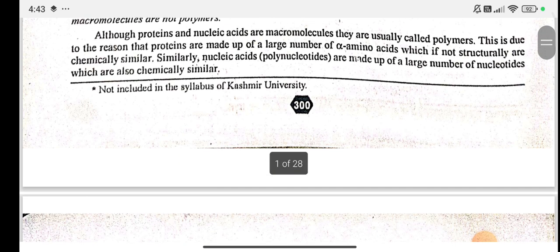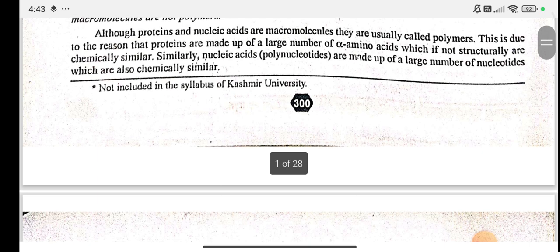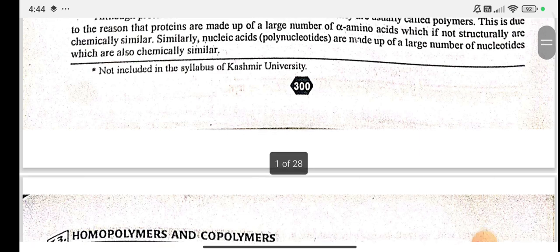Although protein and nucleic acids are macromolecules, they are usually called polymers. This is due to the reason that proteins are made up of a large number of alpha amino acids, which if not structurally are chemically similar. Similarly, nucleic acids are made up of a large number of nucleotides which are also chemically similar.